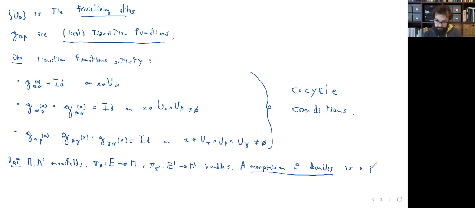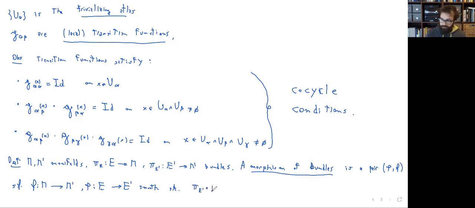is a pair F, phi, such that F is at the level of the manifolds, and phi is at the level of the total spaces. These are both smooth, such that phi prime composed with phi is the same as F composed with phi E. Okay, so this basically means that the correct diagram commutes.